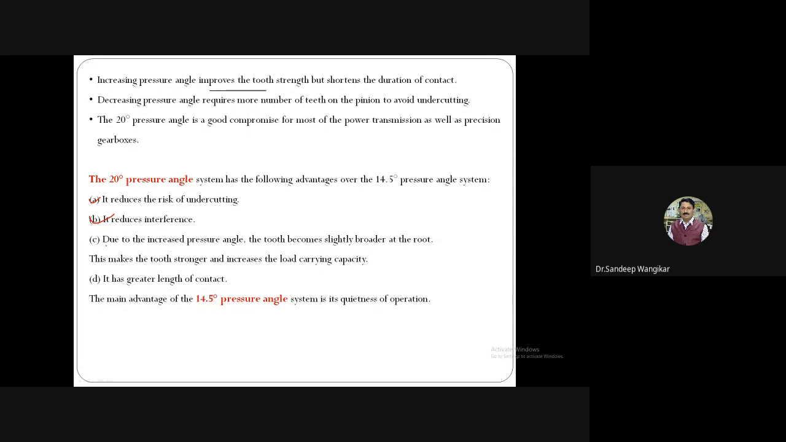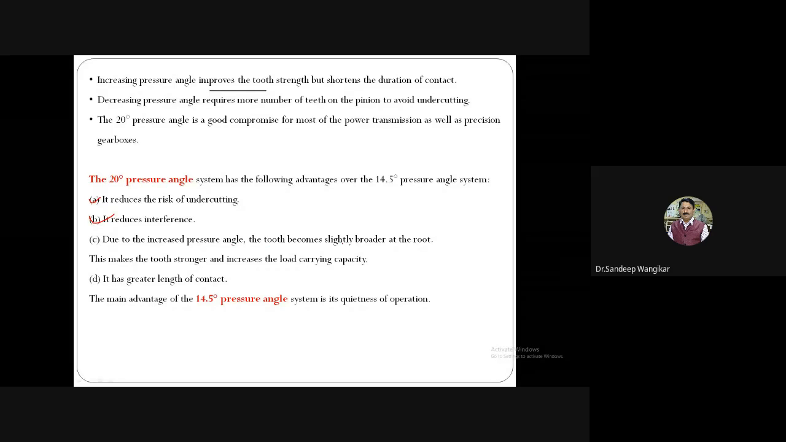What is interference and what is undercutting? Just now we have explained interference: when the top portion of one gear is digging, I am using the word digging, or interfering with the bottom portion, the root portion, of the other side. It is called interference. Removing the interfering part by using, for example, a rack type pinion, by some machining, is called undercutting. So less chances of interference, less chances of undercutting.